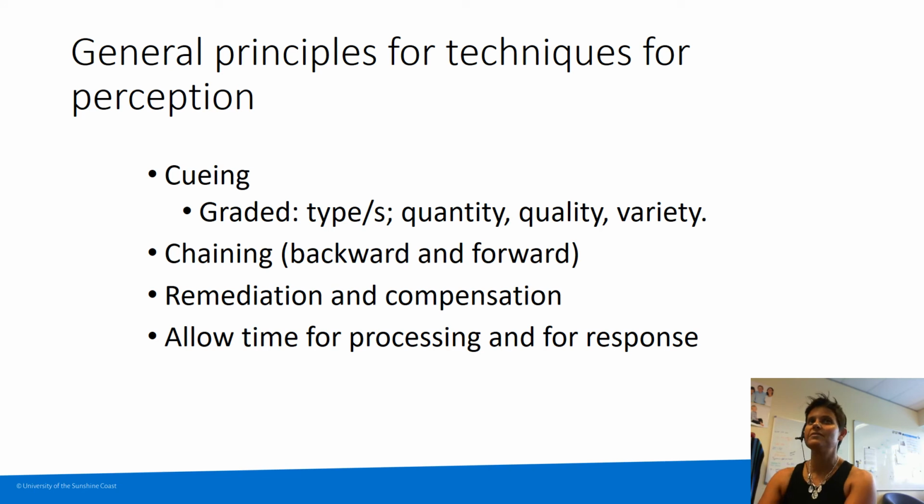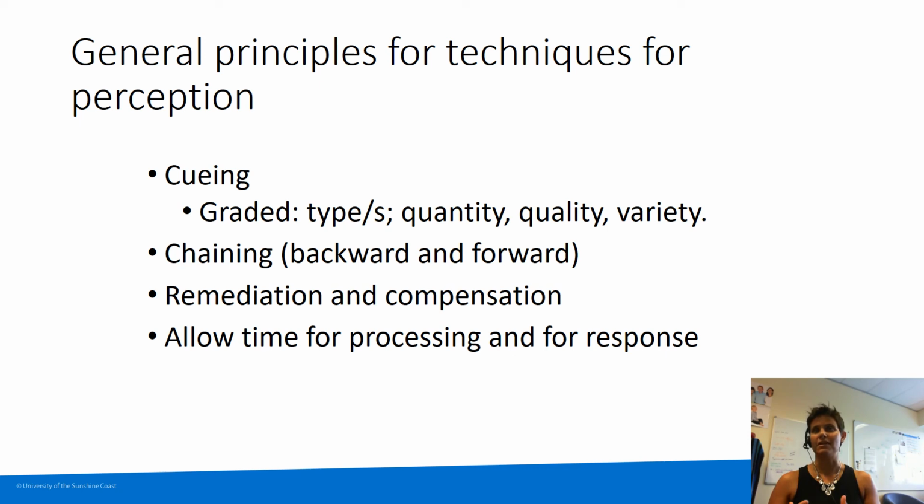In terms of perception, there are some general principles for techniques, and this goes for all perception interventions. So we're trying to assist someone who has perceptual difficulties. We're going to use cueing, and that means we're going to use maybe auditory cueing, visual cueing, or physical cueing. And that will always grade. So we'll grade the type of cueing, so if we use a little bit or a lot, or if we're using auditory or physical, we'll grade the quantity, the quality, and the variety.